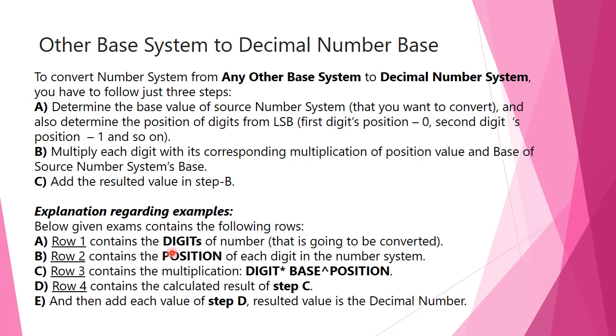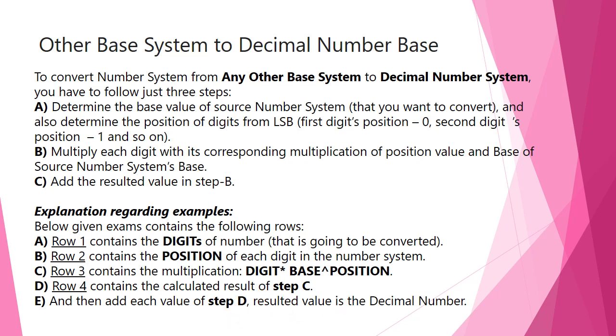Now row 1 contains the digits of the number, and I'm going to discuss this in rows and columns. So row 1 contains the digits of the number, and row 2 contains the position of each digit in the number system. Row 3 contains the multiplication, that is the digit times the base of the number system to the power of its position. Then row 4 contains the calculated result of step C, and then you add each value of this step D, and the resulting value is the decimal number.